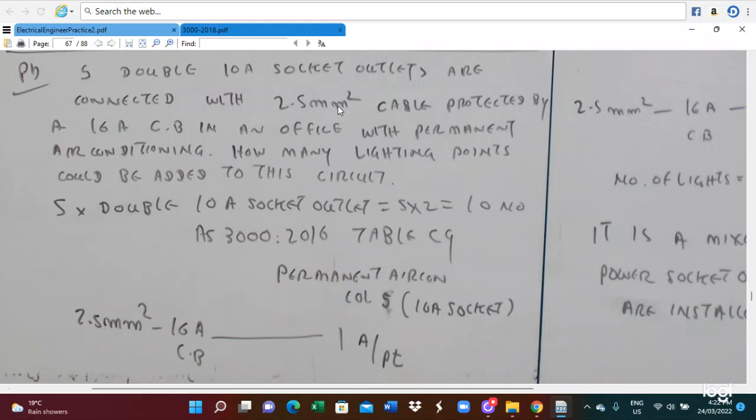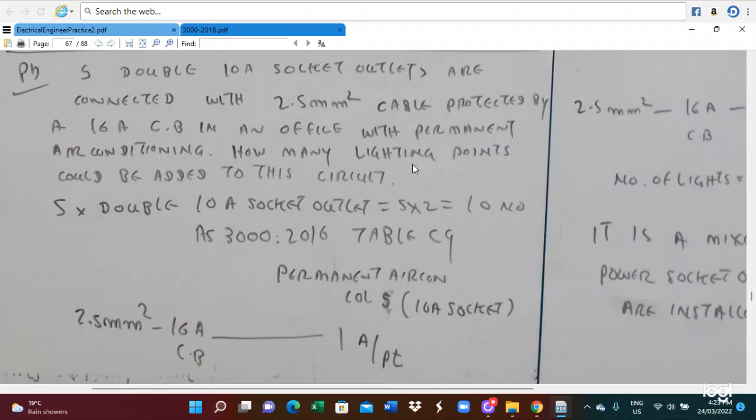The 5 double 10 ampere socket outlets means 5 multiplied by 2, so 10 numbers are already installed. So 10 ampere socket outlets, 10 numbers already installed. Then we have to find how many additional points can be added.